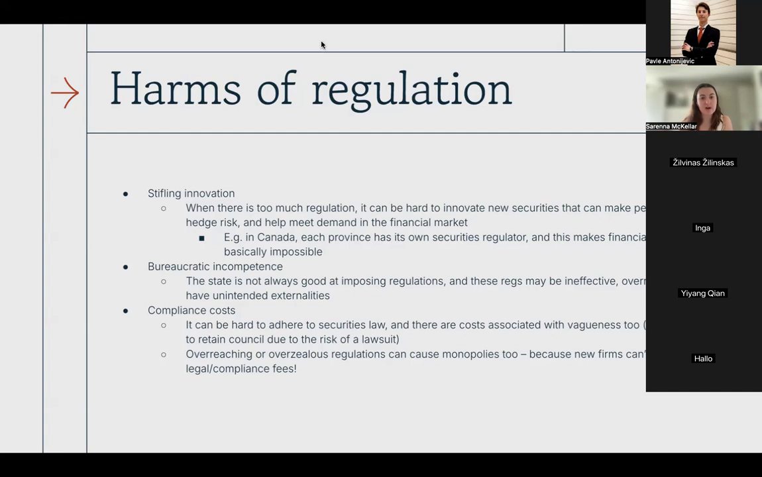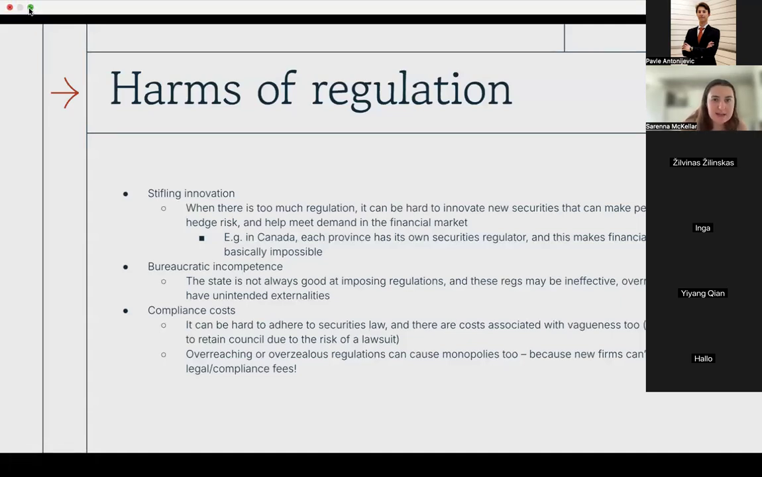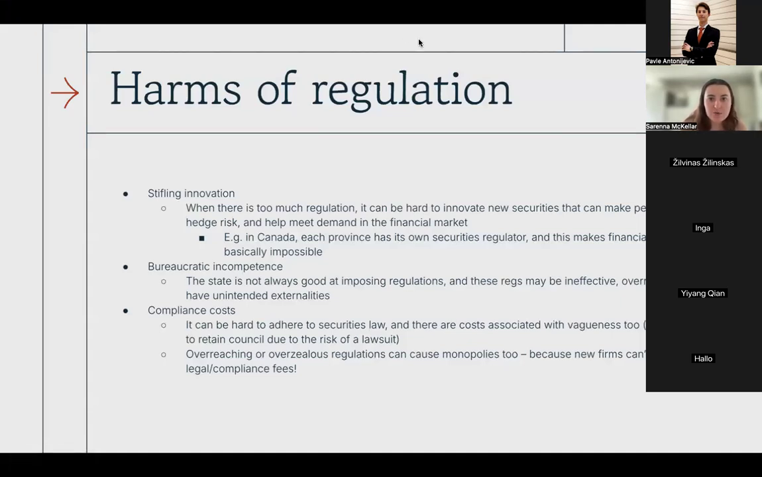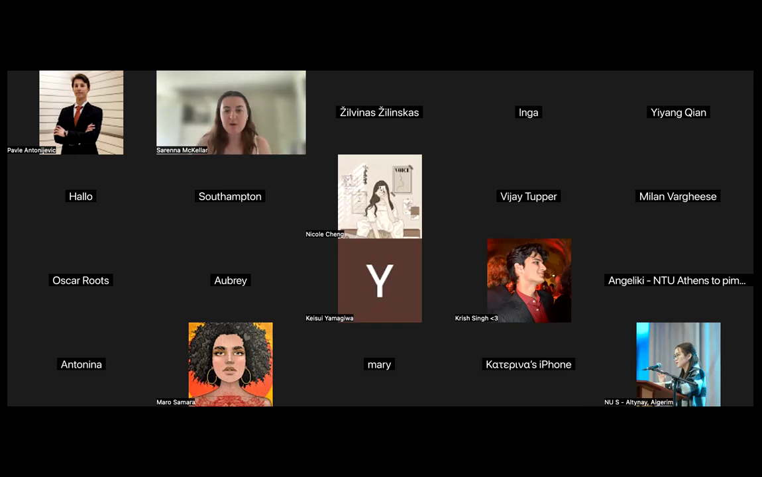So that's another concern. So yes, these are generally some of the harms that you see associated with regulations, and the reasons why some of them get repealed as well. I think this wraps up the slides. So what I'll do next is move on to a Q&A if anyone has any questions.